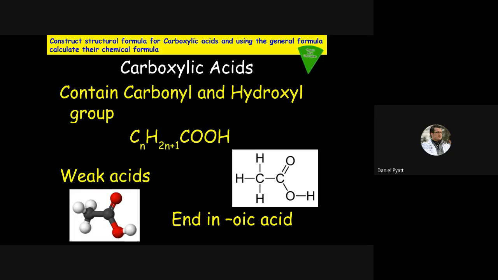Alkenes all end in ene. Remember, we don't have methene because you can't have a double bond to yourself. So the simplest alkene is ethene, then propene, butene, etc. And then we talked about alcohols all ending in ol. So we have methanol, ethanol, propanol, and butanol.